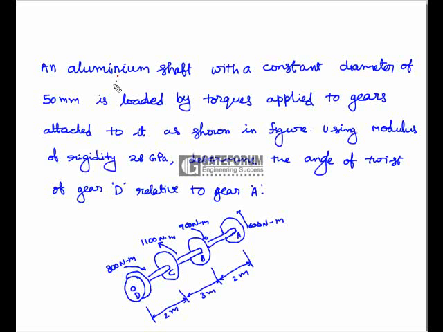An aluminum shaft with a constant diameter of 50 mm is loaded by torques applied to gears attached to it, as shown in the figure. Using modulus of rigidity as 28 GPa, determine the angle of twist of gear D relative to the gear A.